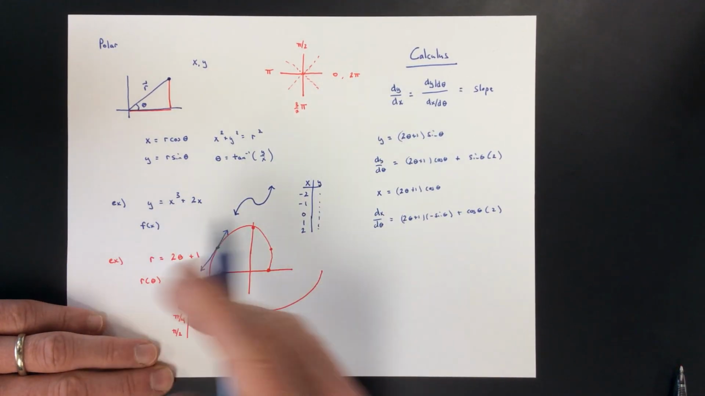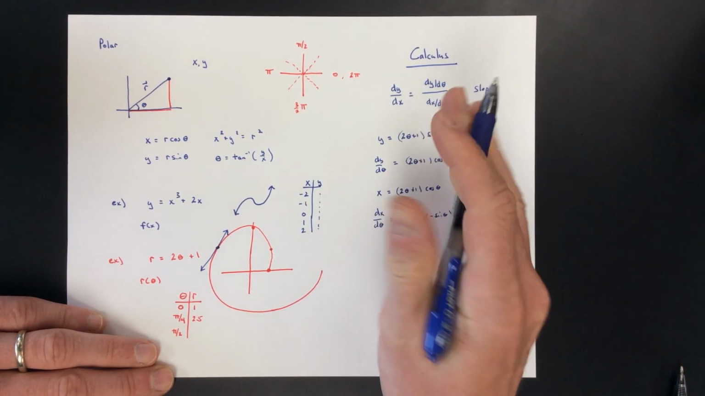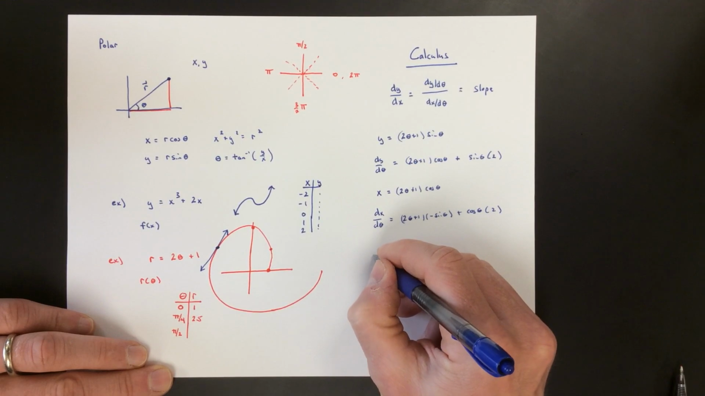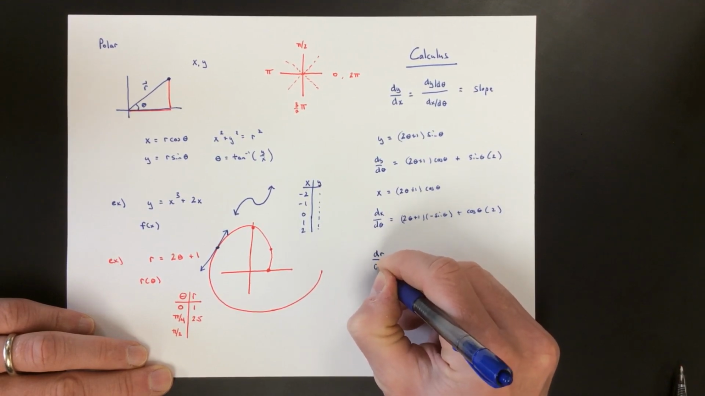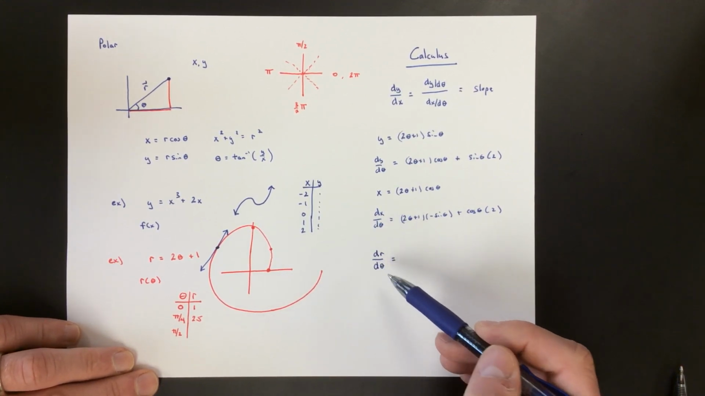And if we knew the x value and the y value and the slope, then we could find the equation of the tangent line. So we can do all sorts of calculus things. Other things we can do in calculus, we can find dr d theta. Think about what that means.